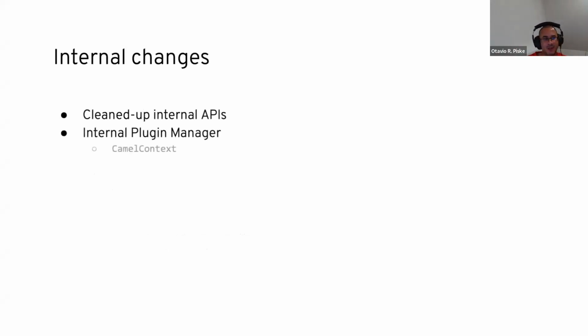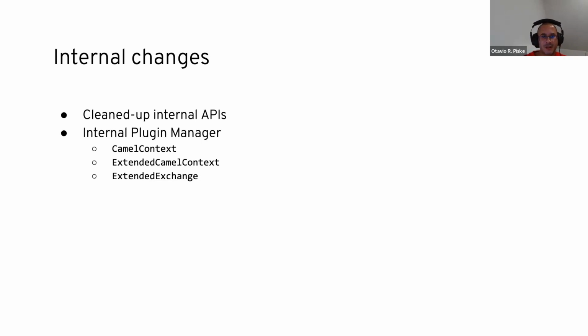Then internally, we did the usual process that many projects do when they have a new major version. We took the opportunity to clean up internal APIs. As we received many contributions from the community, and it's a project that evolves quite quickly, every now and then we have to deprecate internal APIs. With Camel 4, we took the opportunity to look at those deprecated APIs and remove them and clean up our code in the process.